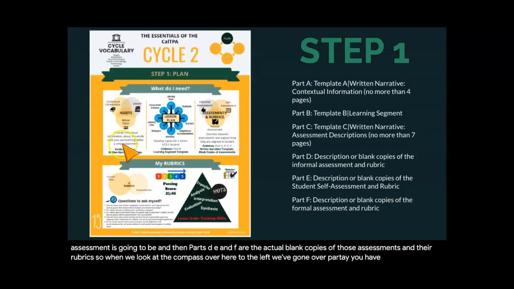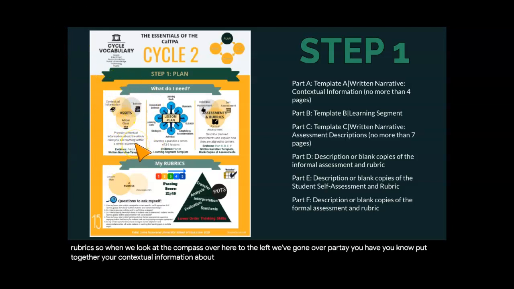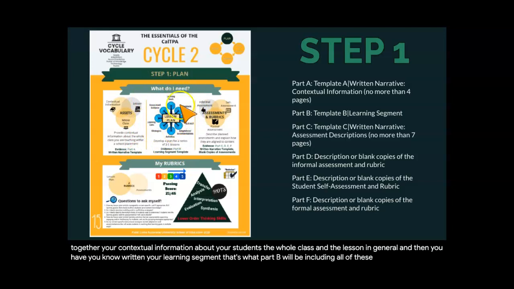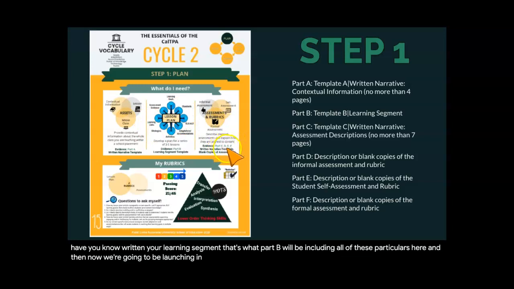You have put together your contextual information about your students, the whole class, and the lesson in general. And then you have written your learning segment. That's what part B will be, including all of these particulars here. And now we're going to be launching into parts C, D, E, and F. That's the informal, the student self-assessment, and the formal.